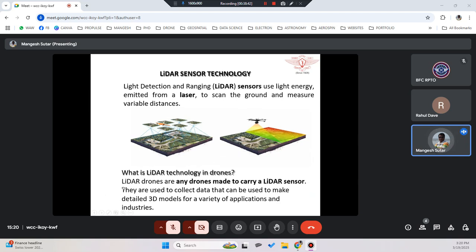So what is the LiDAR technology in drones? LiDAR drones are any drones made to carry a LiDAR sensor. They are used to collect data that can be used to make detailed 3D models for a variety of applications and industries, depending upon whatever you are trying to create. For example, you are doing a survey, or planning something to create on the ground, or maybe monitoring of the forest or the terrain, or maybe even crops. All that can be monitored, and you can create maps and 3D models using LiDAR.